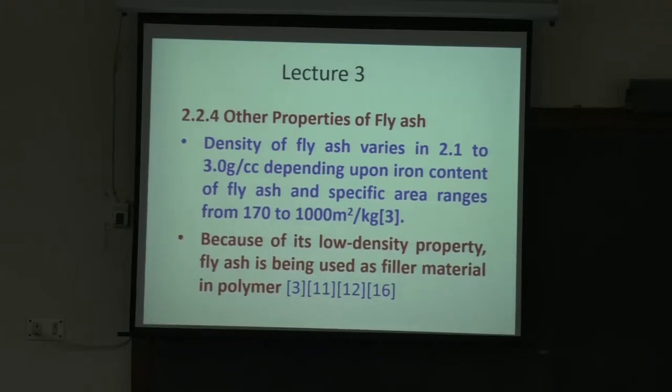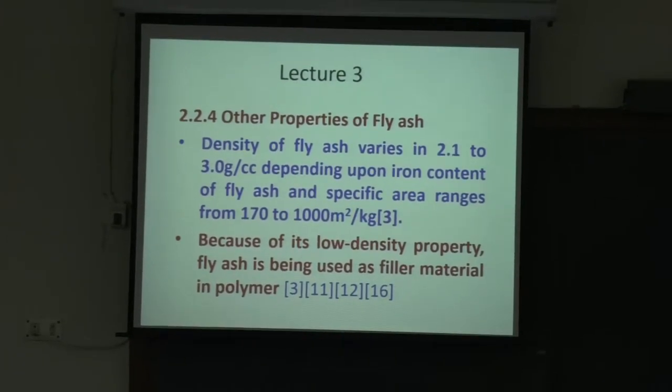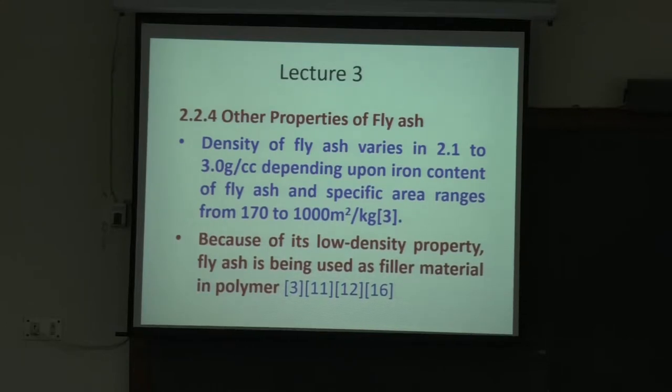Okay, steel is about 7.5 grams per centimeter cube. Aluminium is about 2.7 grams per centimeter cube. And magnesium is 1.7 grams per centimeter cube. So if you use a filler like fly ash, the density typically varies between 2 to 3. So weight-wise, density is as good as aluminium. Aluminium is 2.7 grams per cc, much lighter than steel. So these are the things.